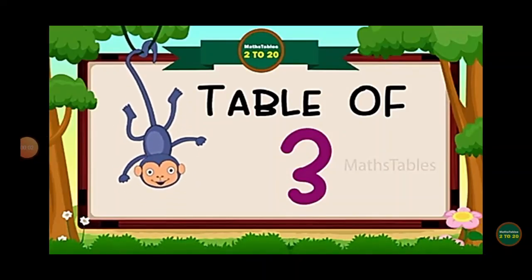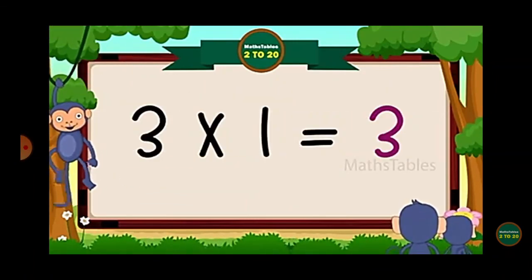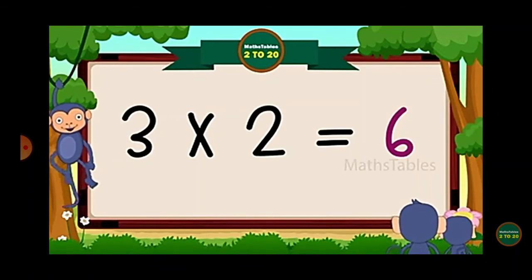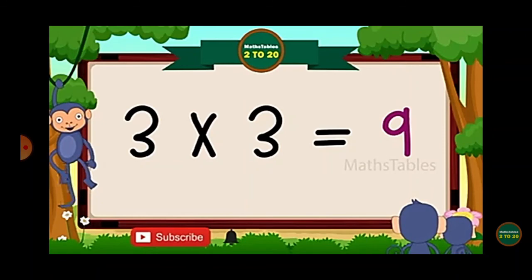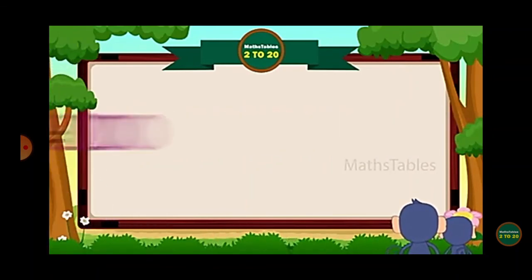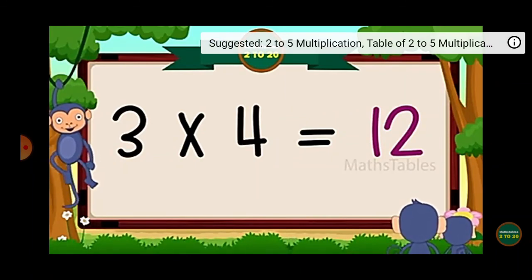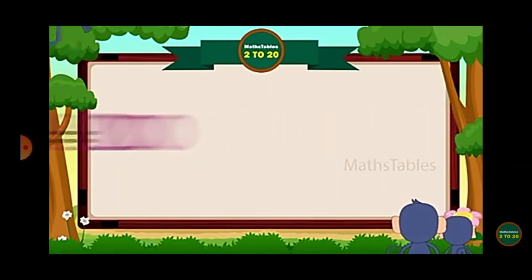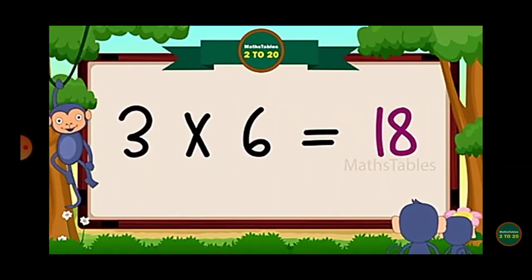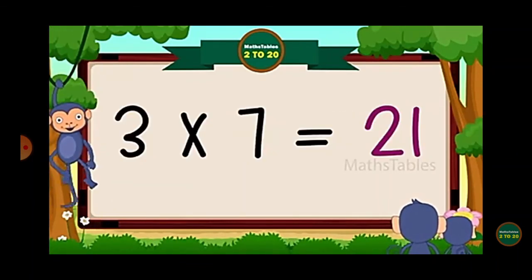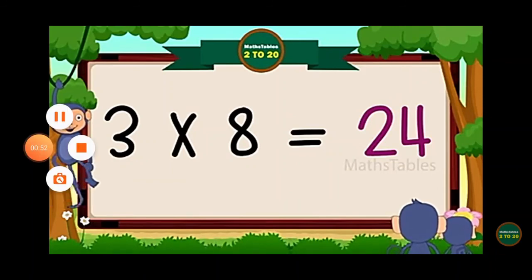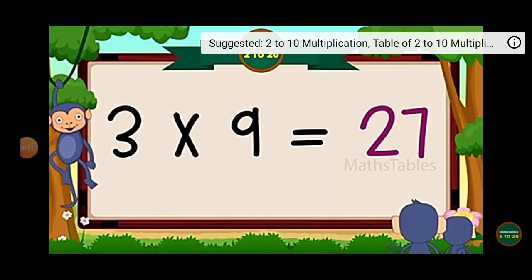New table of 3. 3 ones are 3. 3 twos are 6. 3 threes are 9. 3 fours are 12. 3 fives are 15. 3 sixes are 18. 3 sevens are 21. 3 eights are 24. 3 nines are 27. 3 tens are 30.